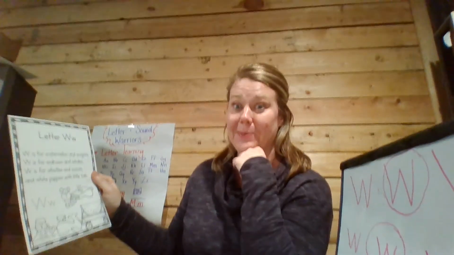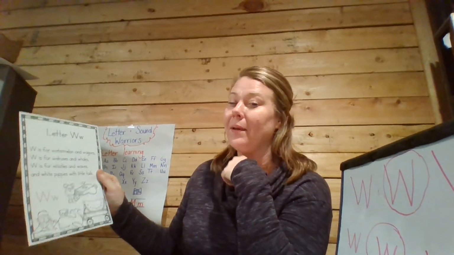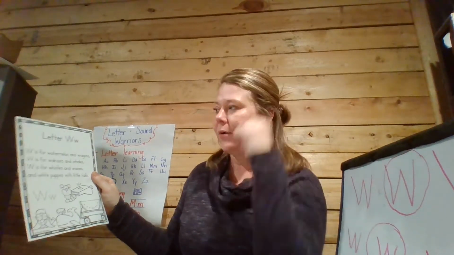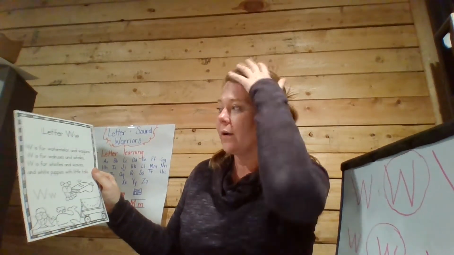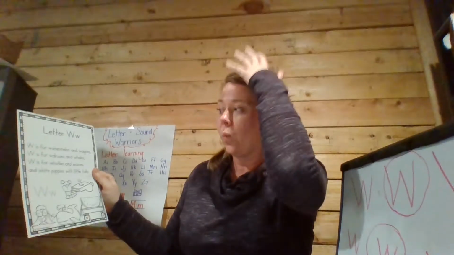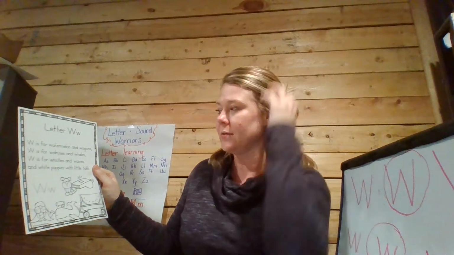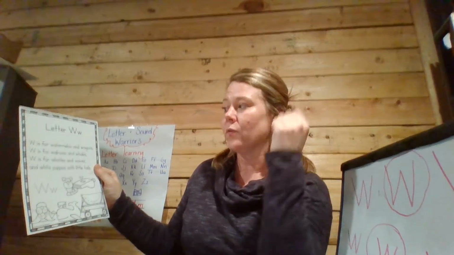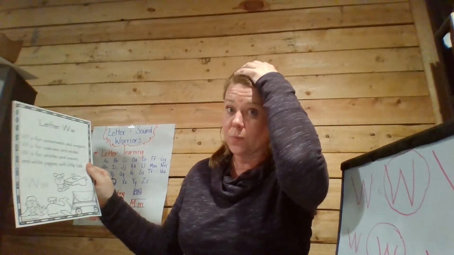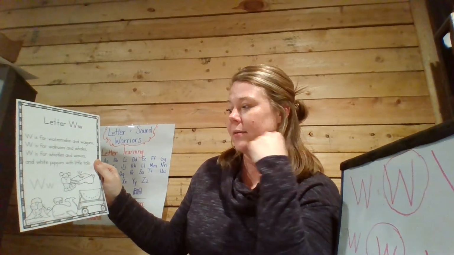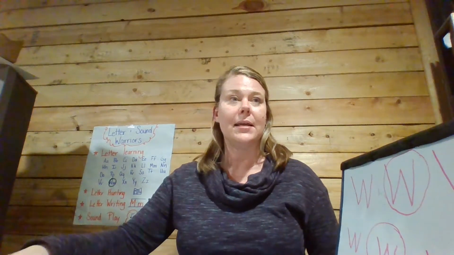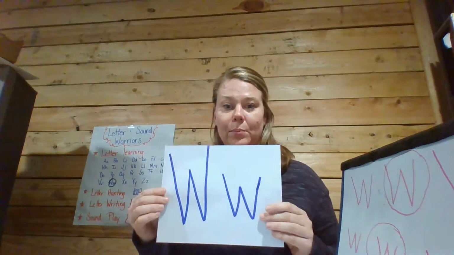W. Should we do it again? If you were hopping, make this the best hop you have. Are you ready? Letter W. W is for watermelon and wagons. W is for walruses and whales. W is for whistles and waves and white, I missed white, puppies with little tails. W.